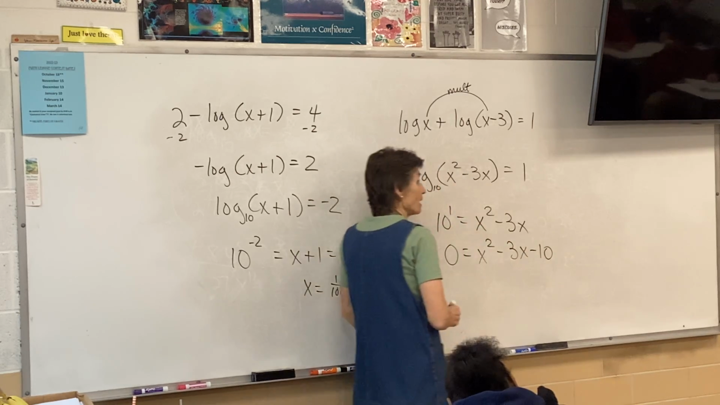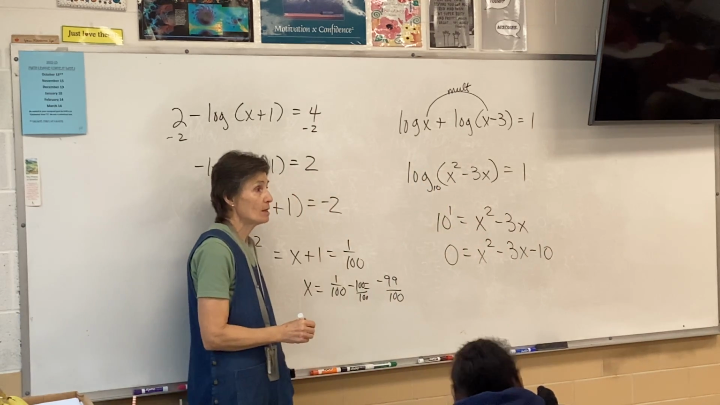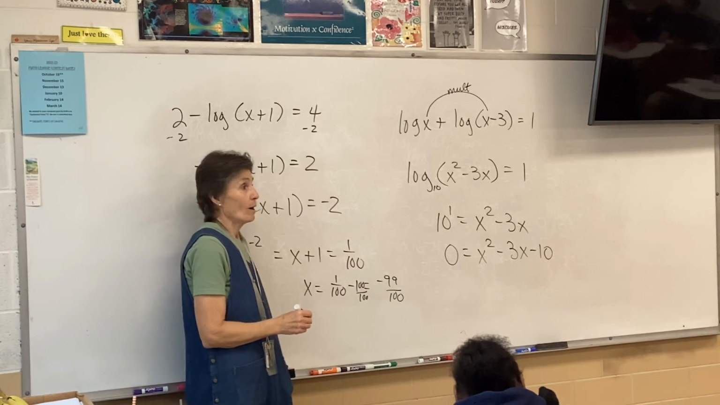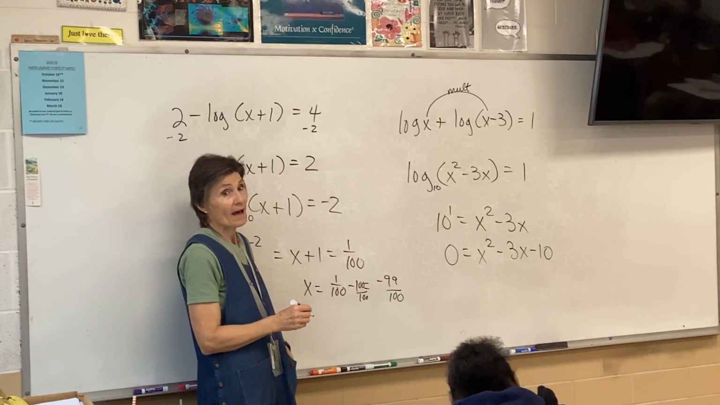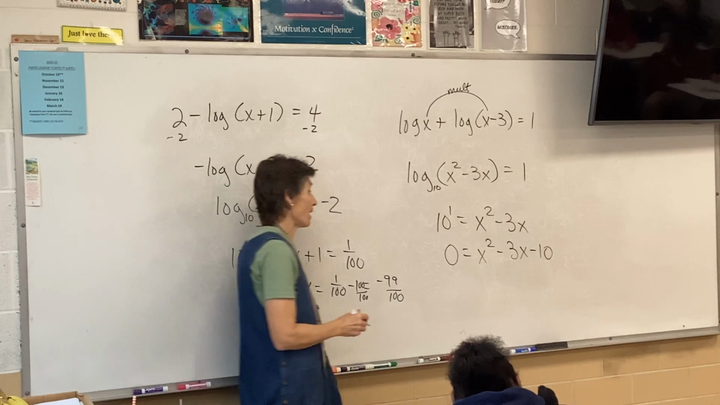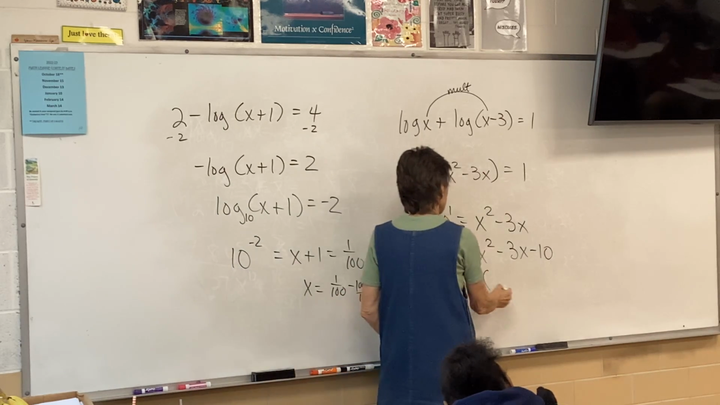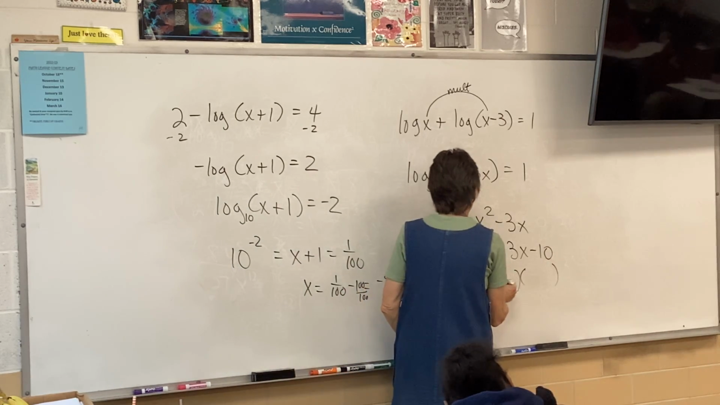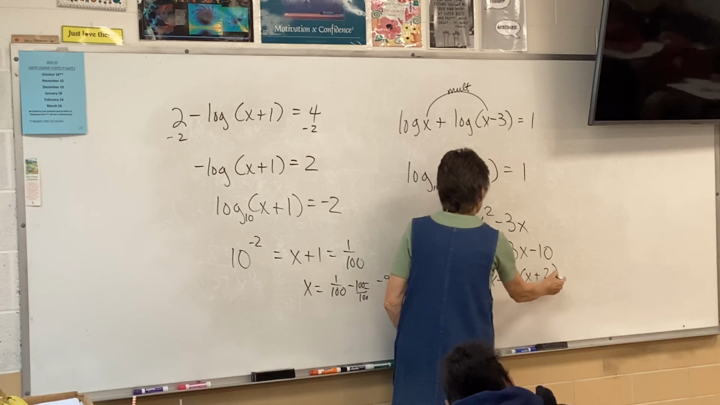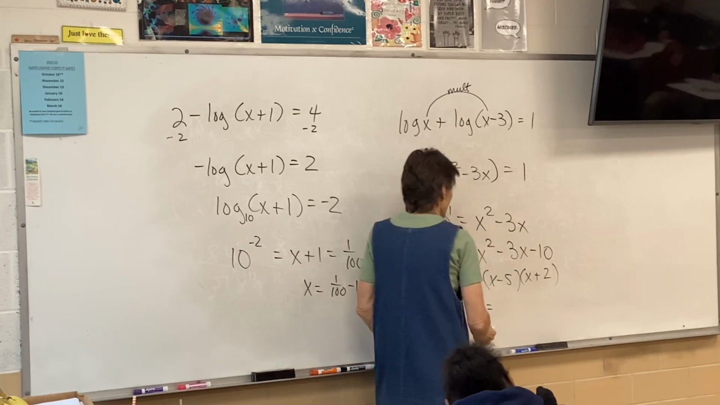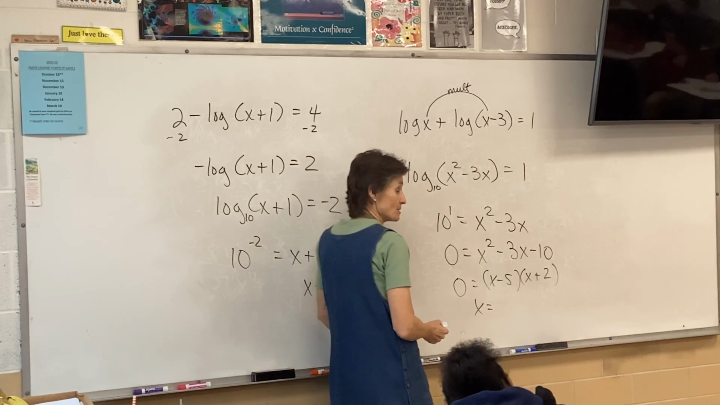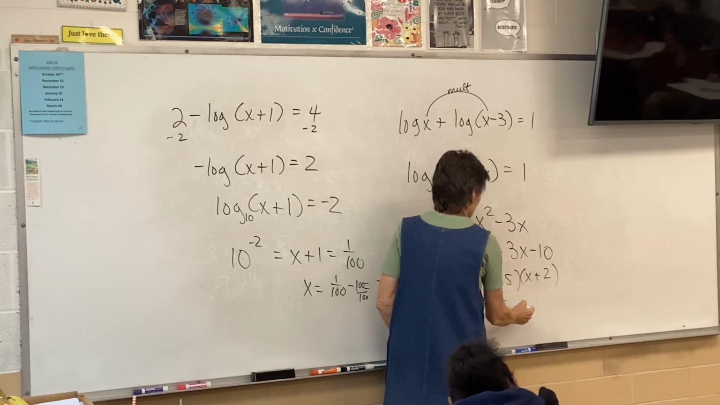And then I'm either going to use the quadratic formula or factor, right? And I think this one does factor pretty easily, but you could always use the formula. I'm going to get a couple of answers. What are my answers? 5 and negative 2.